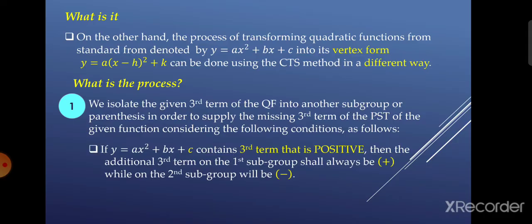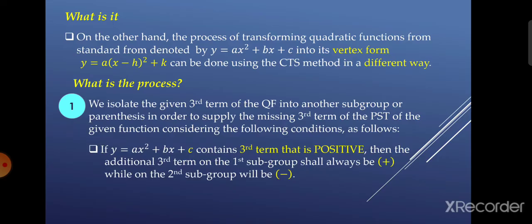If the given quadratic trinomial contains a third term that is positive, so in the given equation y is equal to ax squared plus bx plus c, the third term is c, which is a constant. If the constant is positive, regardless of whether it is an even or odd number, what happens is that the same number is added as the additional third term on the first subgroup.